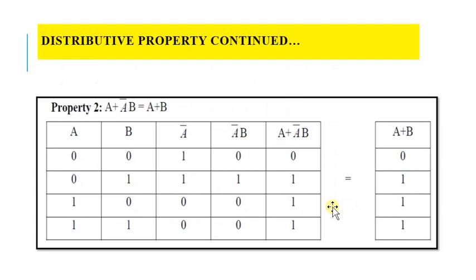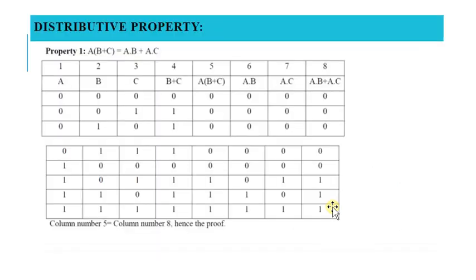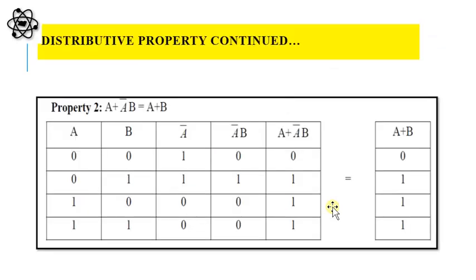Now coming to the second variation of the distributive property, we have A plus A bar B. This is another variation of the distributive property. The previous distributive property that I showed you made use of three variables. This second variation makes use of just two variables. But here we have another variable, that is A bar. This variable A bar is nothing but the complement of A.